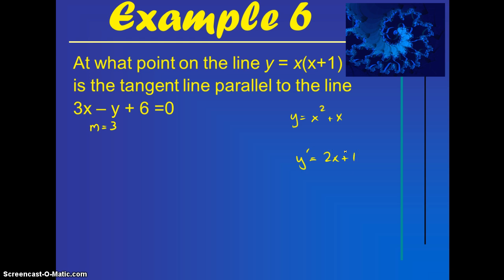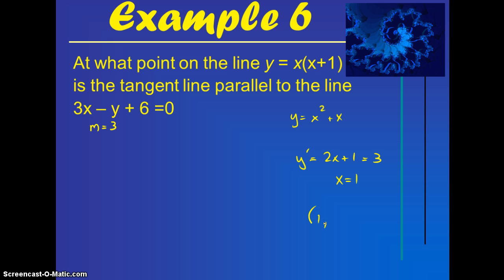Remember, the derivative is kind of like a generator of the slope of the tangent. If I want a tangent with a slope of 3, I set my generator equal to 3. If I solve this, I find out that x is 1. So the coordinate that's going to have a tangent with a slope of 3, thereby being parallel to this line, is going to be the coordinate with an x value of 1.